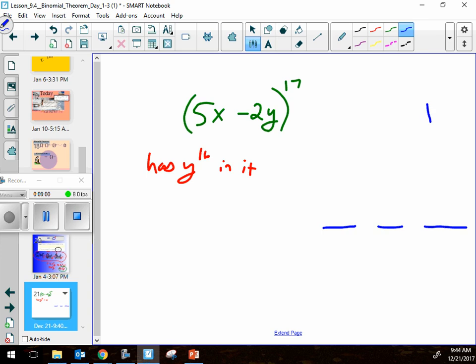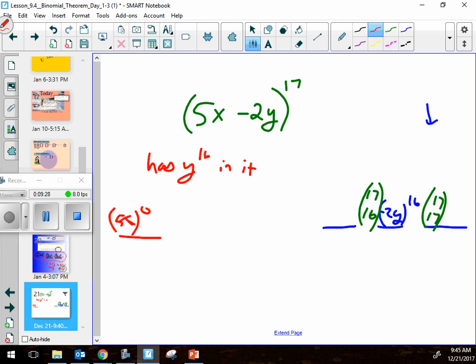The very last one would have negative 2y to the 17th. Therefore, it was this one that had negative 2y to the 16th in it. And so this one was 17 choose 17, so this one would be 17 choose 16. And then it would have some x's in it too. These x's at the very beginning would start with 5x to the 17, but then go down from there.